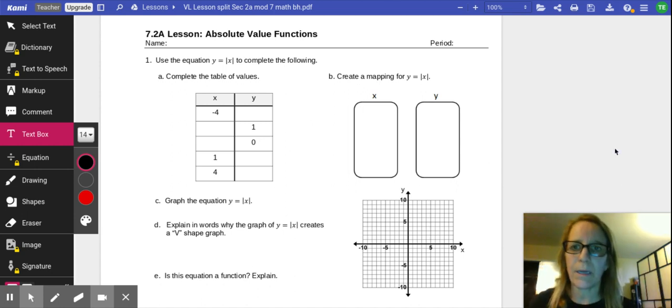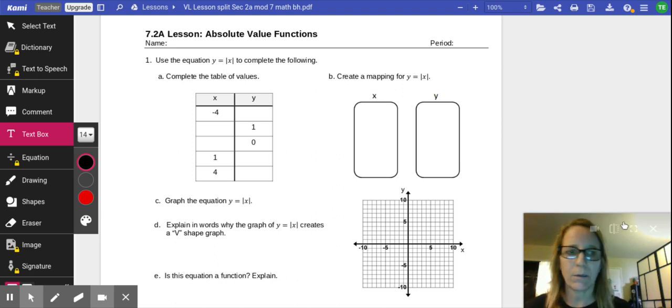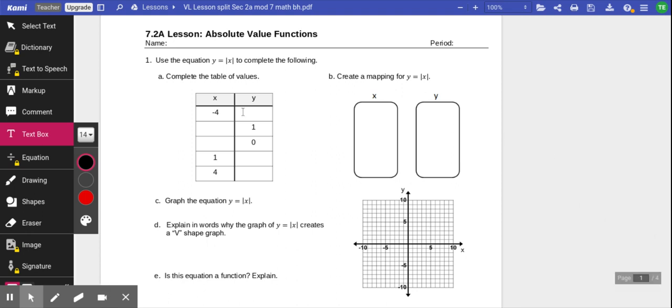Good morning, Math BH. We're going to be doing absolute value functions today. So you have out your PDF, or you're doing it electronically, or you just have a piece of paper. And here we go. Use the following equation, y equals the absolute value of x, to complete the following. Complete the table of values.